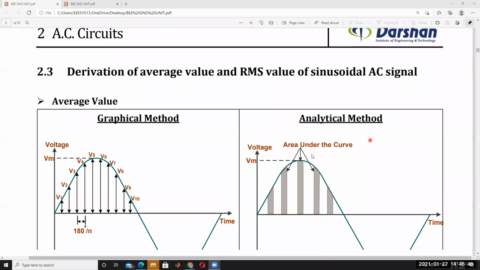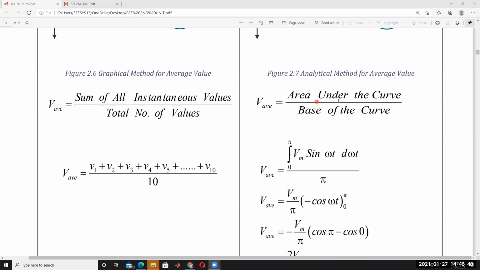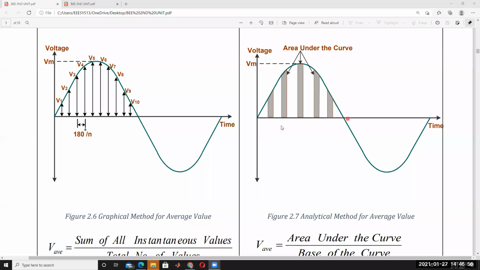For the analytical method, V average is equal to the area under the curve divided by the base of the curve. You know well how to calculate the area. Here we have 0, pi by 2, pi, that means 0 degrees, 90 degrees, 180 degrees, 270 degrees, 360 degrees. So 180 degrees is nothing but pi. Understood? Here pi by 2, and here pi.